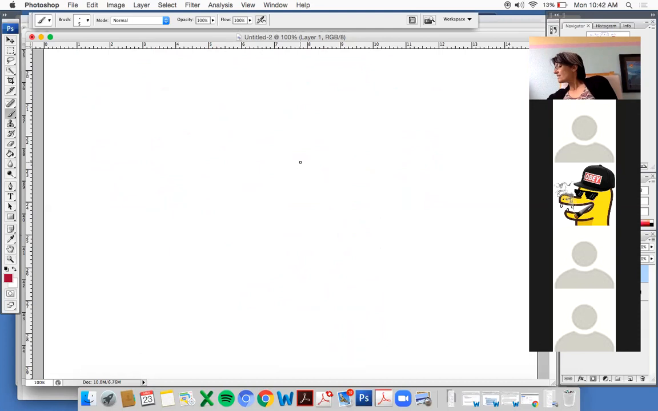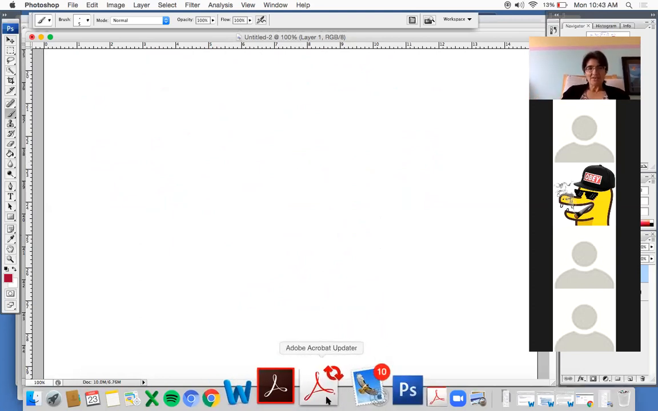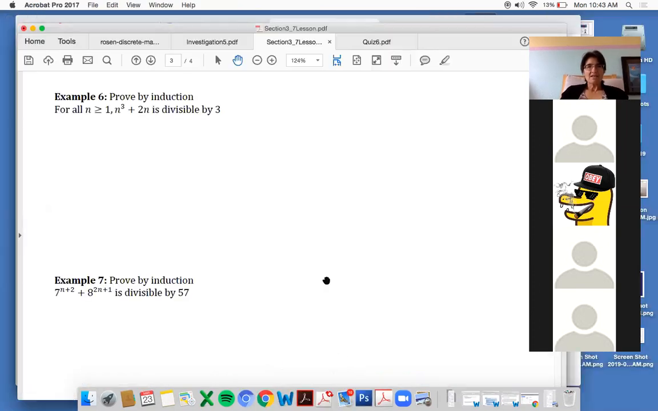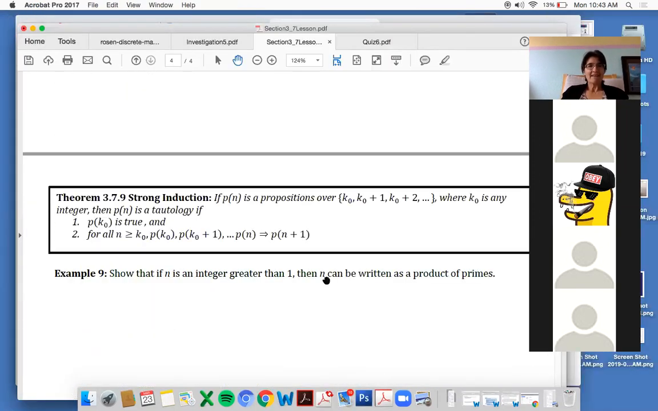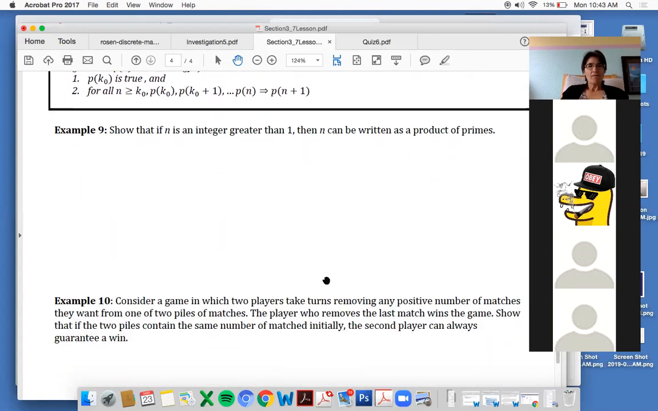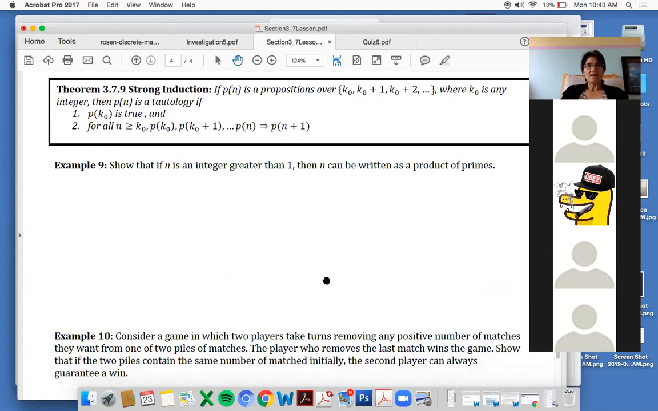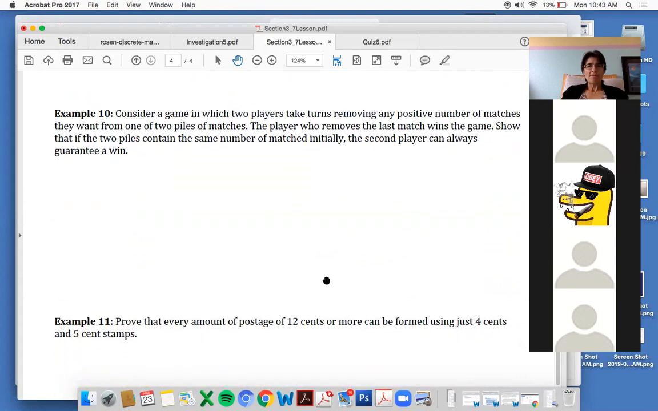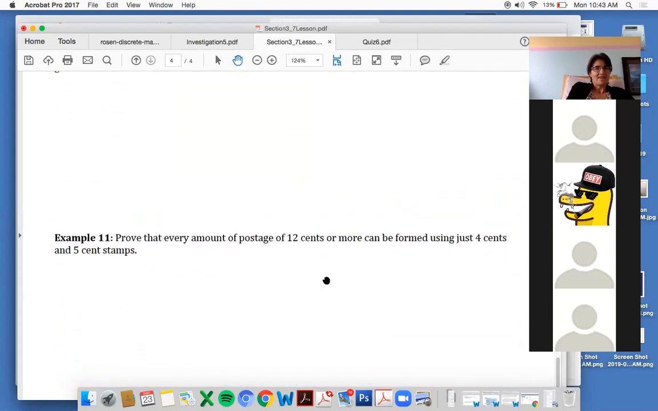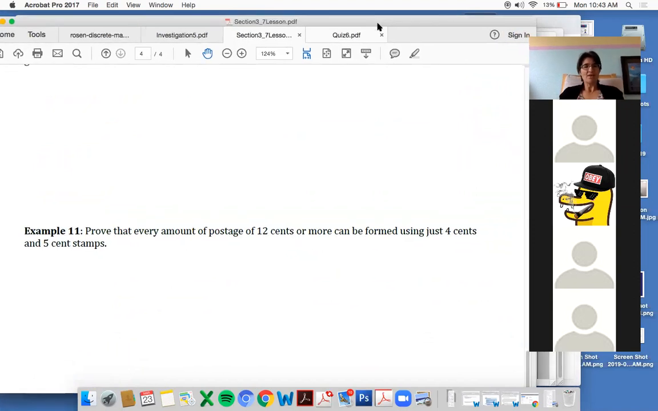Let's see if I can find one. No, let me just pull one from the lectures. This one, 11, is good. Prove that every amount of postage of 12 cents or more can be formed using 4 cent and 5 cent stamps.